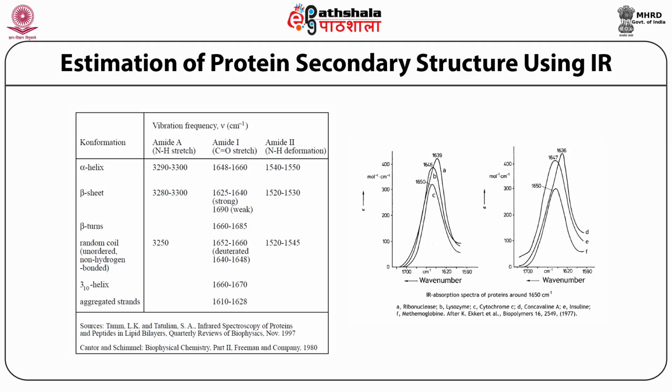Not only this, the secondary structure elements of the protein also give characteristic features. For example, alpha helix gives the amide A band at 3290 to 3300, amide I C=O stretching at 1648 to 1660, and amide II NH deformation at 1540 to 1550. Similarly, beta sheet information can be taken from the IR spectrum, with a frequency of 3280 to 3300, amide I stretching at 1625 to 1640, and amide II at 1520 to 1530. Similarly, beta turn, random coil, and 3-10 helix all have characteristic IR peaks.